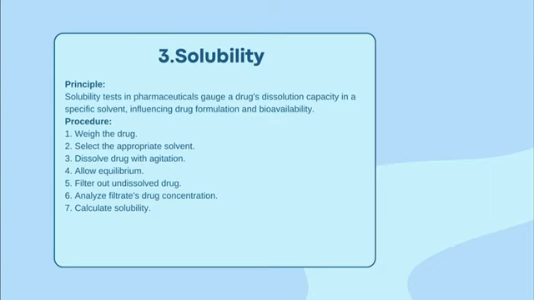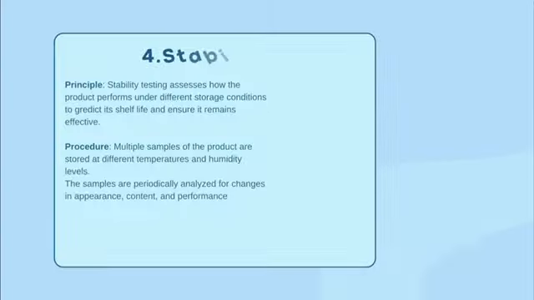Procedure. 1. Weigh the drug. 2. Select the appropriate solvent. 3. Dissolve drug with agitation. 4. Allow equilibrium. 5. Filter out undissolved drug. 6. Analyze filtrate's drug concentration. 7. Calculate solubility.